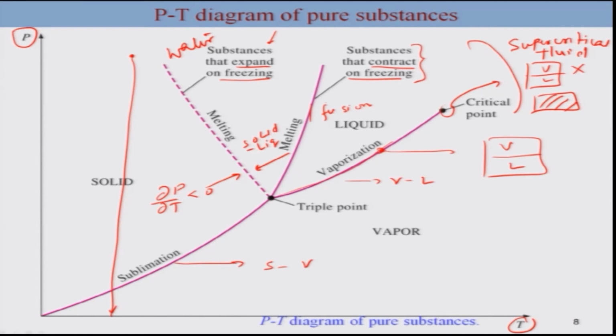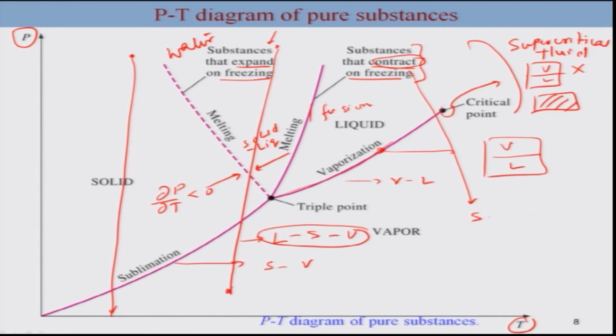This would be true for both cases, but now you take a case somewhere here. For a substance which expands, let us say water, this will be solid, this will be liquid. So, you undergo liquid to solid to vapor. But for the other case, which is the case of contracting on freezing, this would be solid to vapor. And if you go from here, then it will be completely different, because you are starting from liquid to vapor.